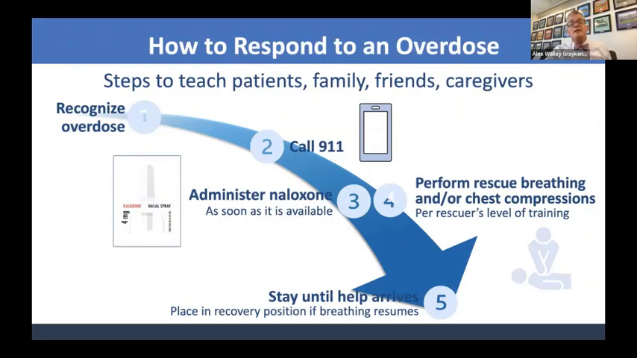Okay, so some of the basics that you want to teach patients, family, friends, and caregivers. Number 1, recognize an overdose. Number 2, call for help. 3 and 4, administer naloxone as soon as it's available and perform rescue breathing or chest compressions per your level of training. And number 5, stay until help arrives. And if somebody starts breathing again, place them in the recovery position. So this very much aligns with basic life support, first responder.